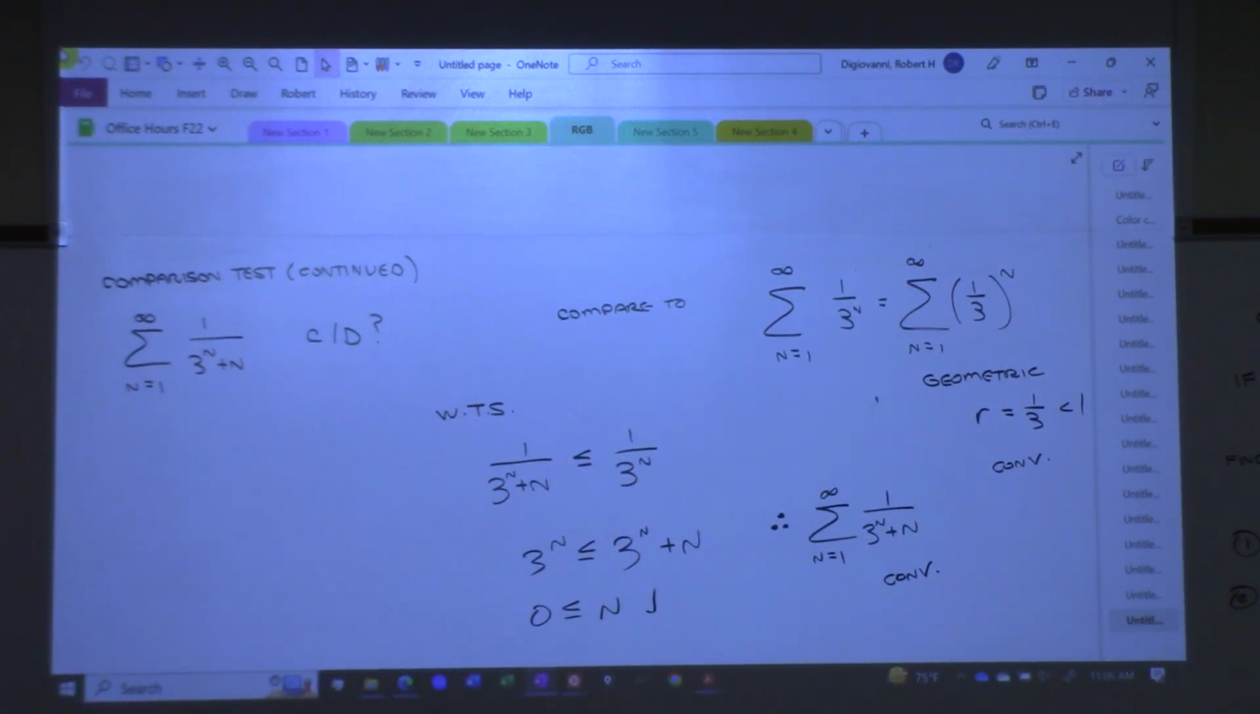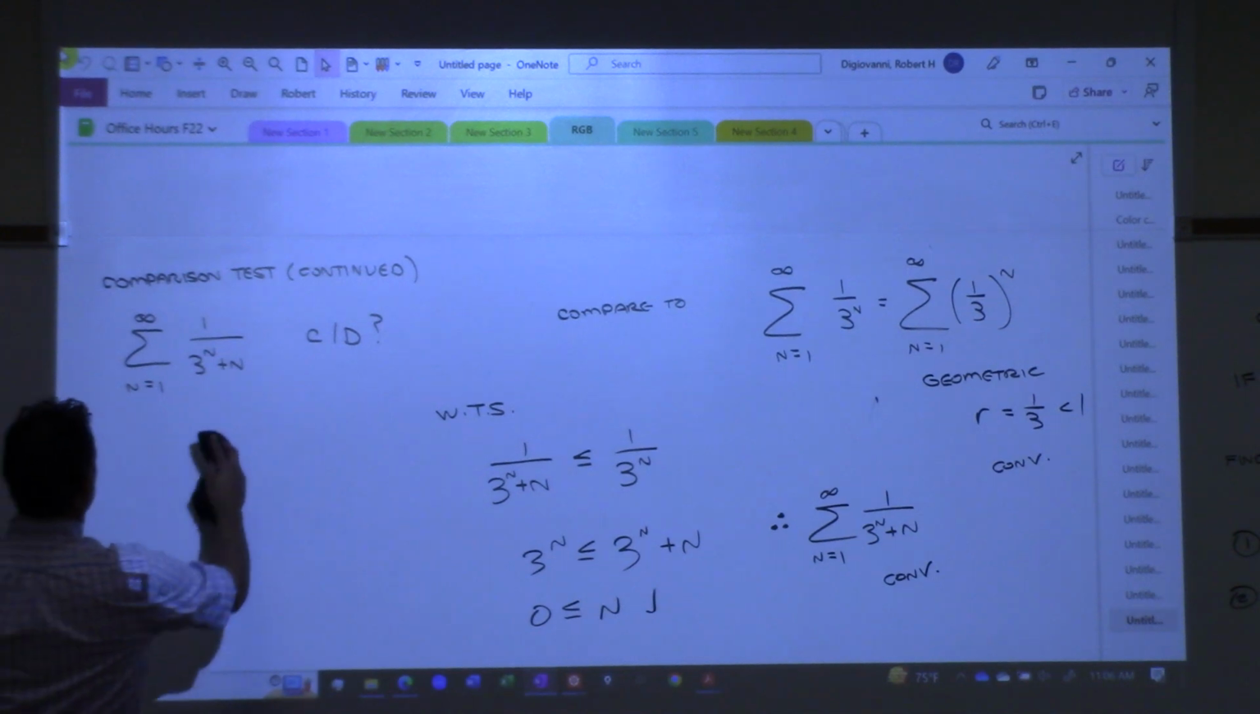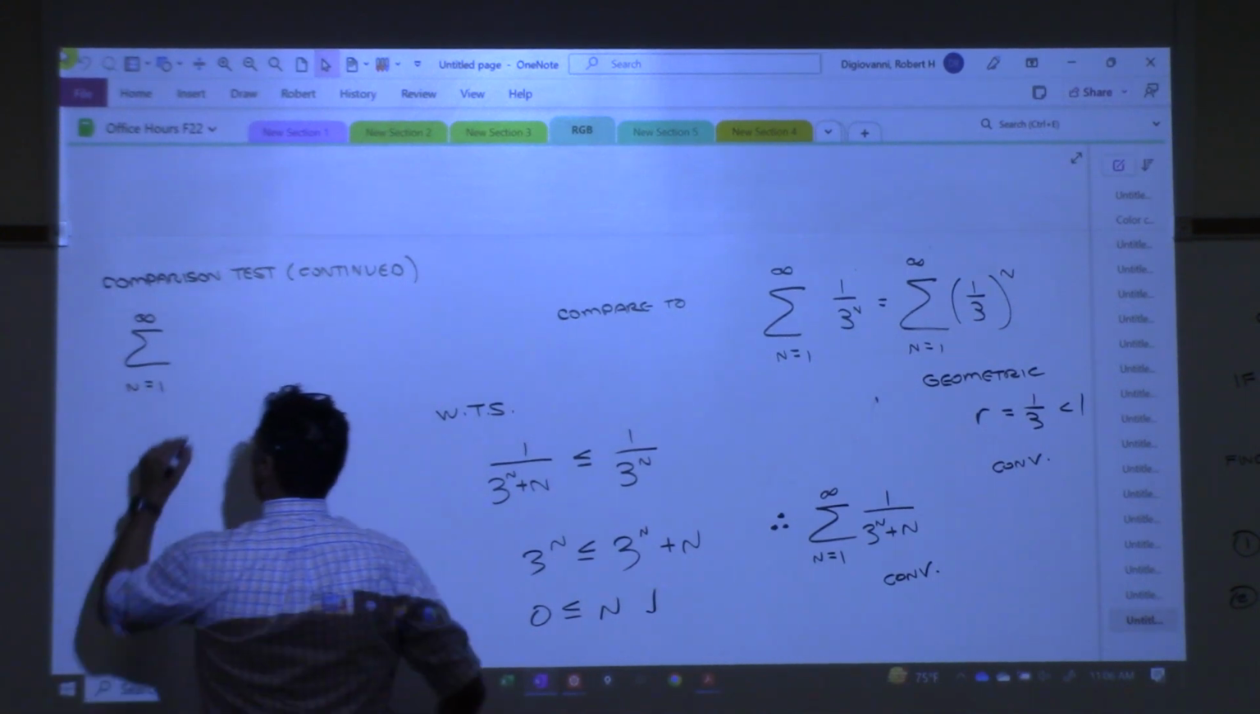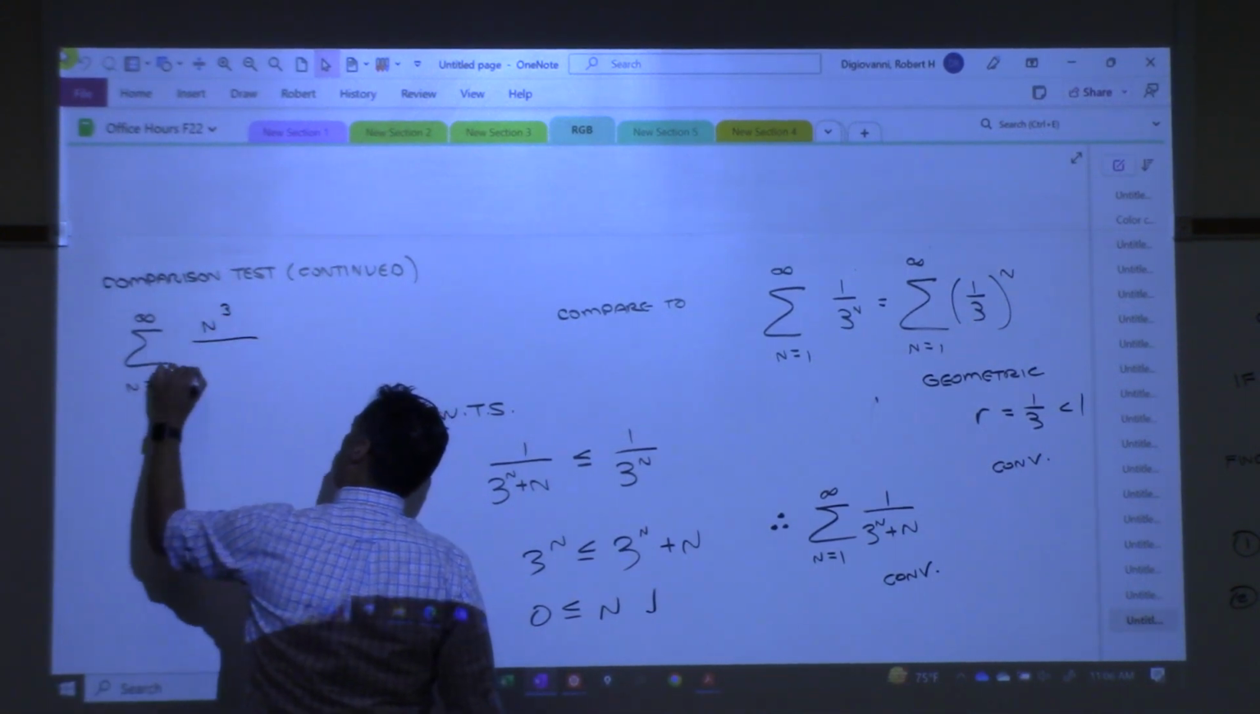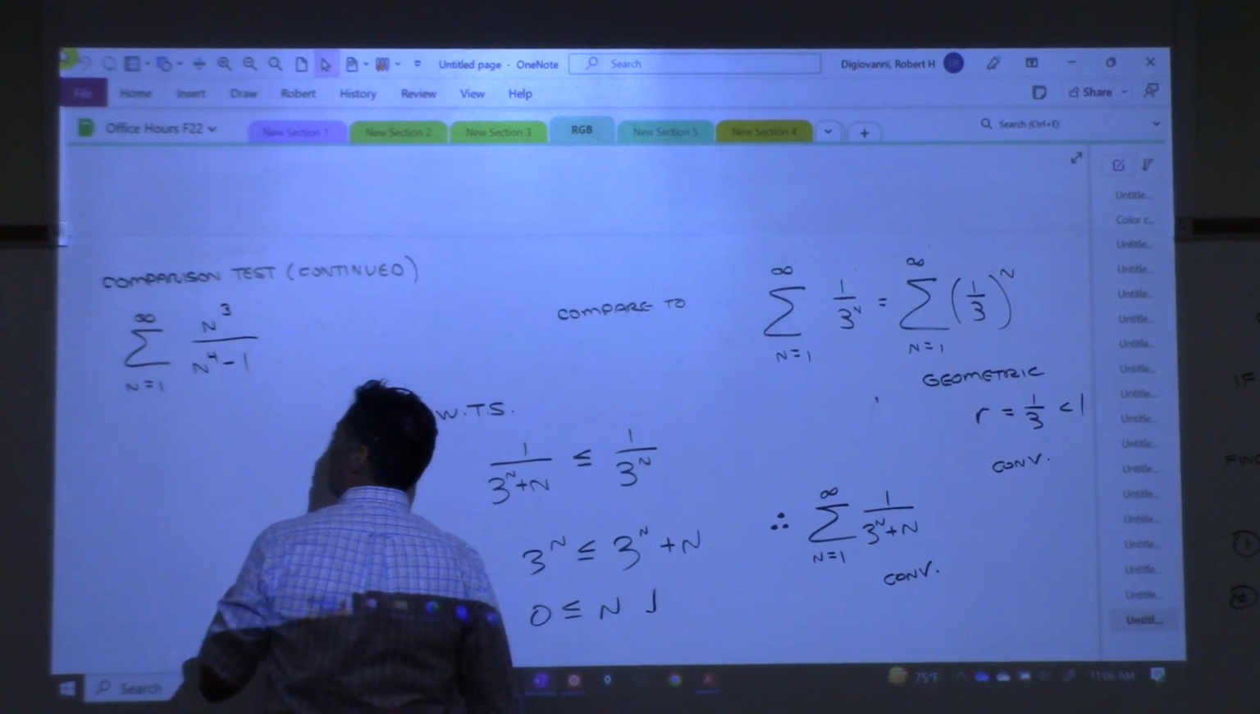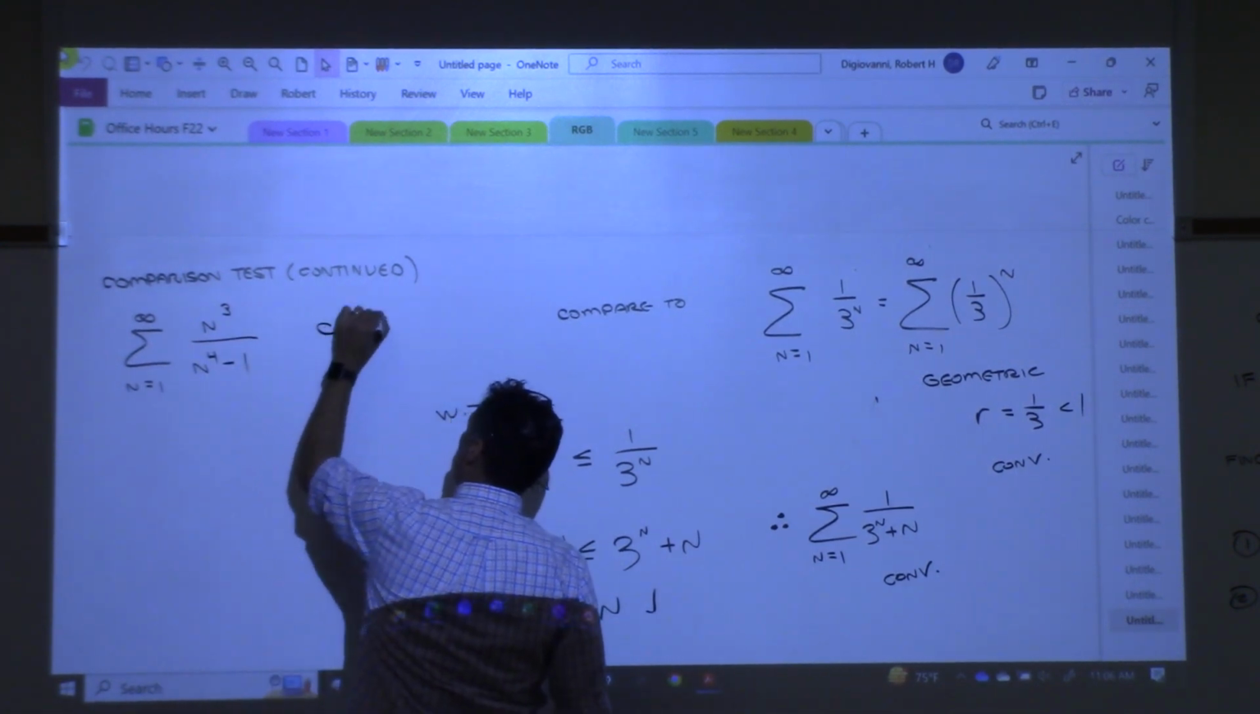Okay, first one's done. Next one. N cubed over n to the 4th. This is very similar to a problem we did last class. Converge or diverge?